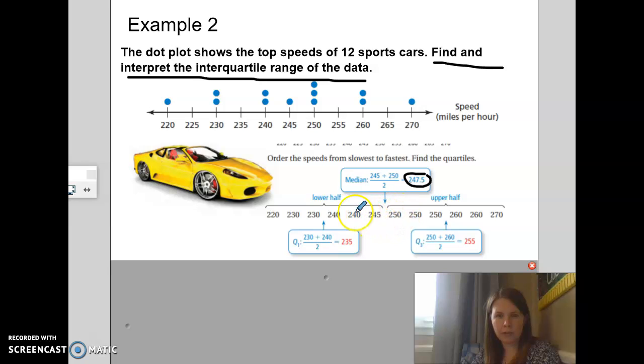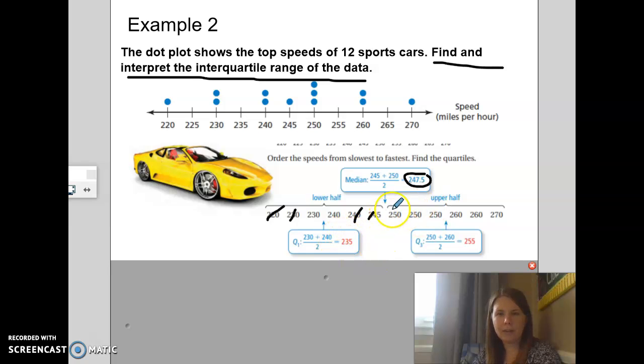So this part becomes the lower half, and this part becomes the upper half. From there, you find the median of the lower and the median of the upper. Remember your median: you're crossing off, there's a lower one, there's a higher one. It's going to be somewhere in between 230 and 240. Or you can just think, what's right in the middle of 230 and 240? Well, it's 235. So that's going to be your quartile 1.